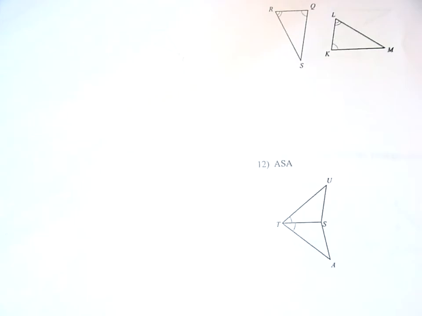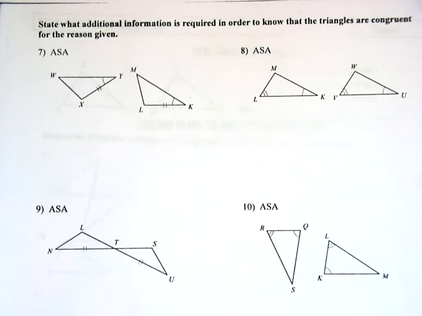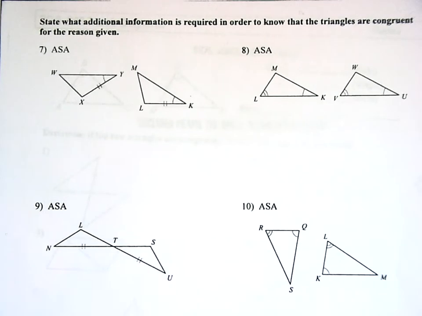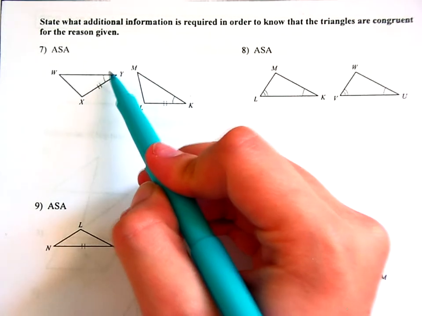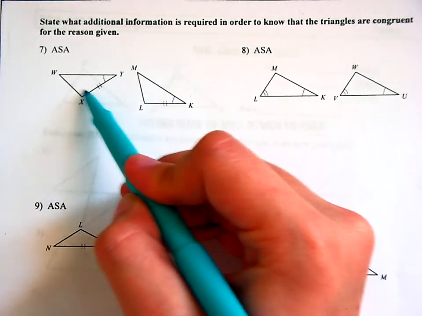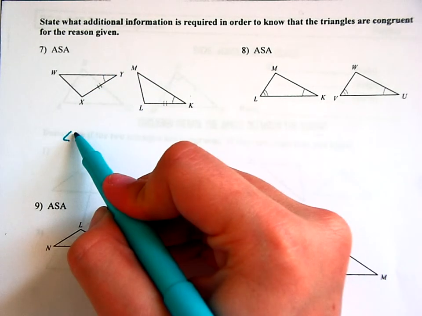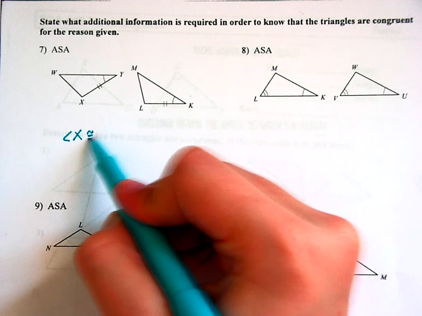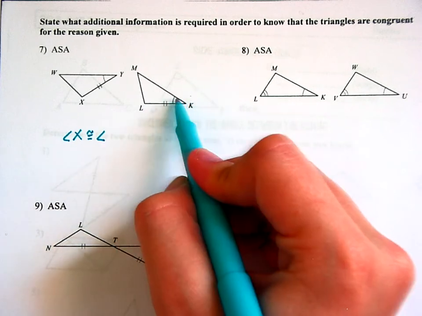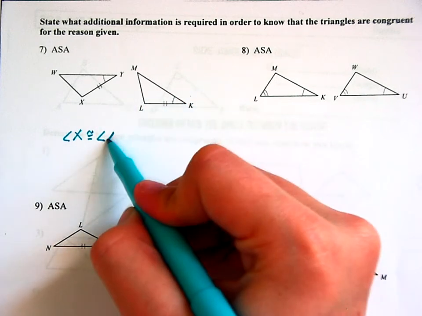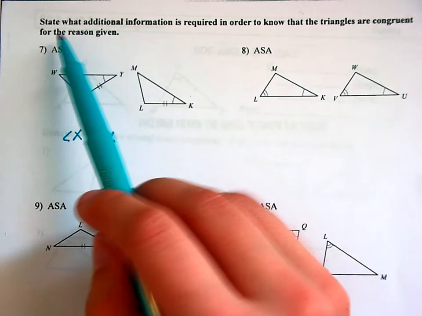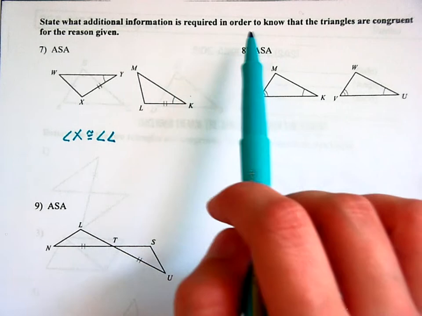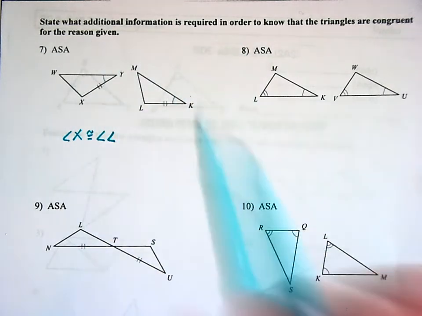Okay, so moving on, now what we're going to do is determine what we need to know in order to say that 2 triangles are congruent. So we basically just need one more piece of information. So starting with this one, we've got an angle, side, and then what I need to do is find out that angle X is congruent to angle, looks like the corresponding one would be L. So again, it says state what additional information you would need to know to say these are congruent.